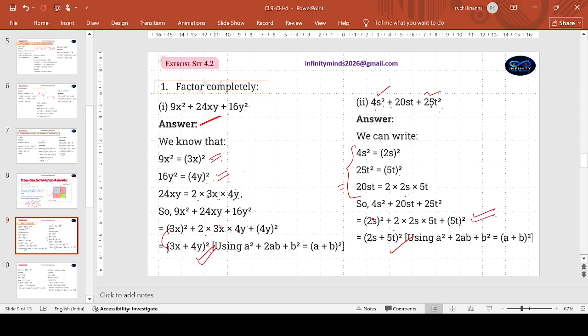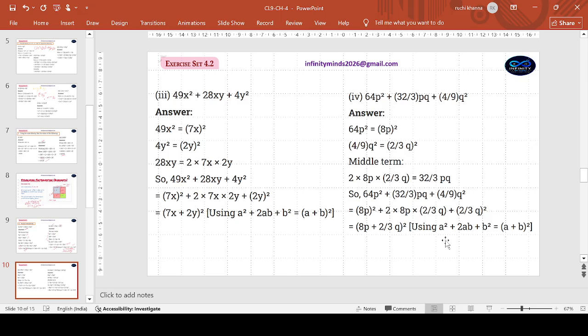That we are expressing 4s as square of 2s, 25t as square of 5t. This is 2ab and hence this. You need to write that. Otherwise, who is allowing you to write this? Because of this identity that allows me to write. So I must mention my identity. I'm writing so that you remember. Clear?